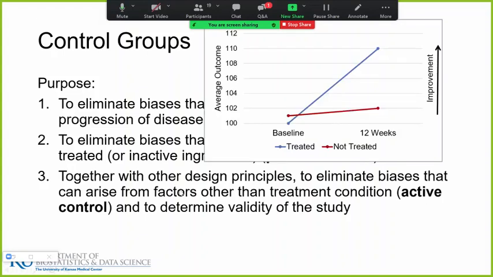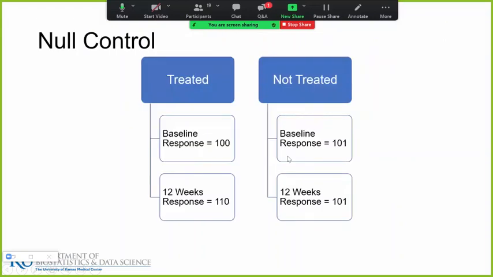It also allows us to eliminate biases that can arise from factors other than the treatment condition. So here's an example of that null control where if they're not treated, then what we see is the outcome increases by a point from baseline to 12 weeks. And if we weren't able to see that change, then we might attribute it to the treatment. So we would need to calibrate this treatment effect for the potential effect of just the natural progression of the disease. Observing it by itself, we see a change of 10 in treated patients, a change of 1 in untreated patients, and we'd need to subtract it out.